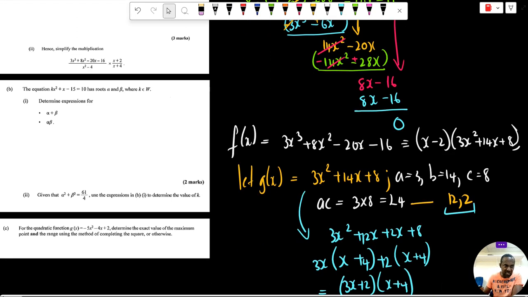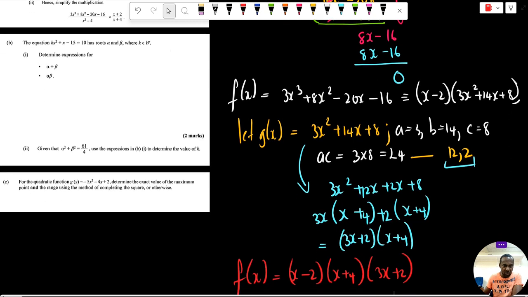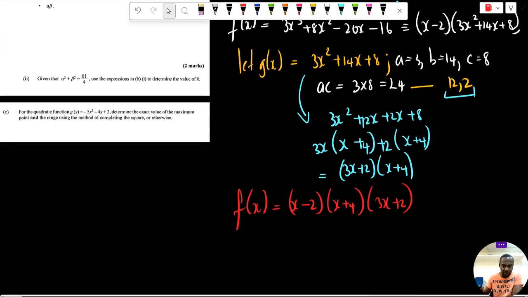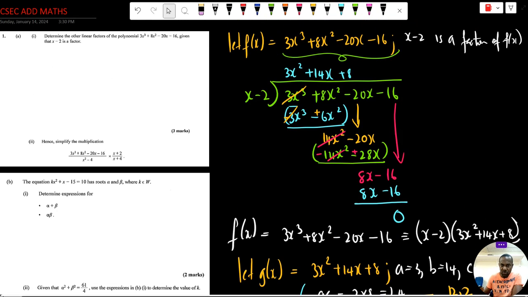Now, part 2 says, hence, simplify the multiplication. So let's jot it down. They want us to simplify the multiplication. Let me just do it up here. So I'll make some space up here. There's my cursor. I can't see my cursor.